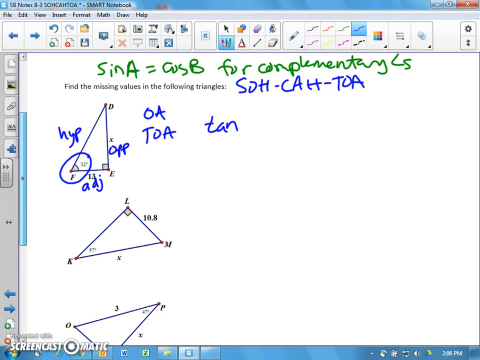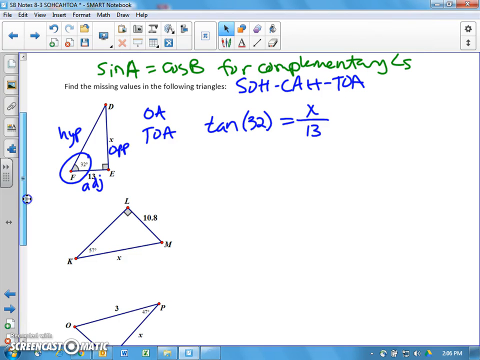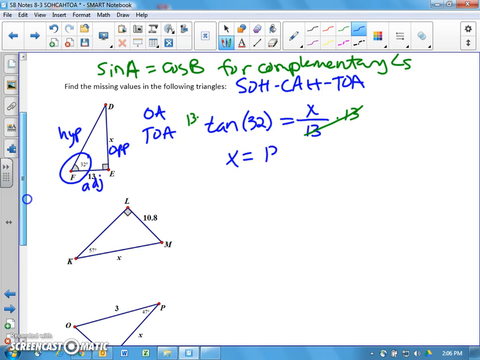So I'm going to write tangent of my angle is equal to opposite over adjacent. And the only thing that can follow a trig function is a degree measure. You can't ever put an x or the side length in there. So to solve this for x, I need to multiply both sides by 13. So x is equal to 13 times the tangent of 32, which you can type into your calculator, and you can find that to be approximately 8.1233.